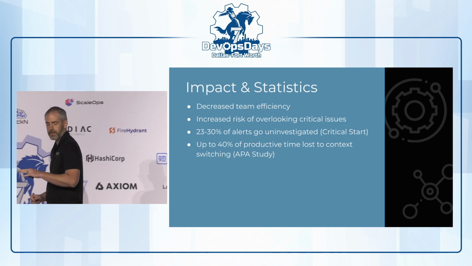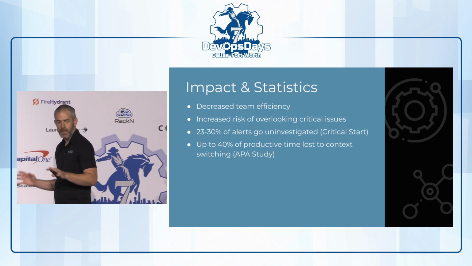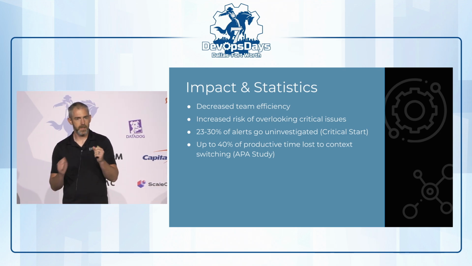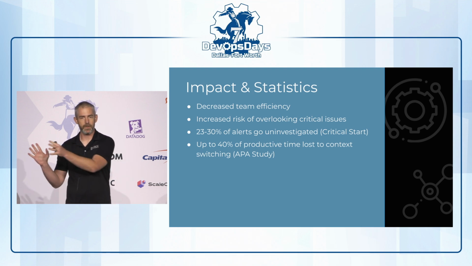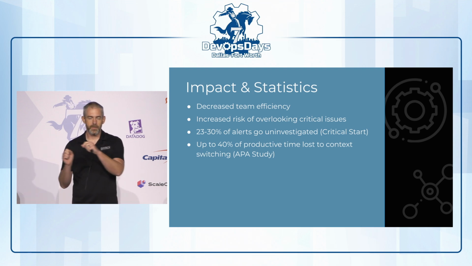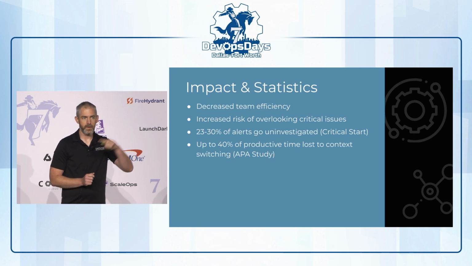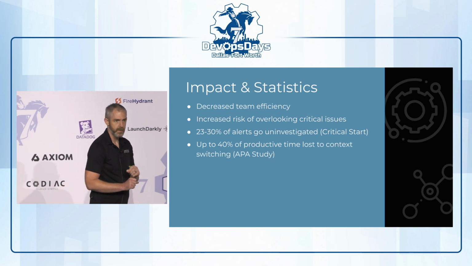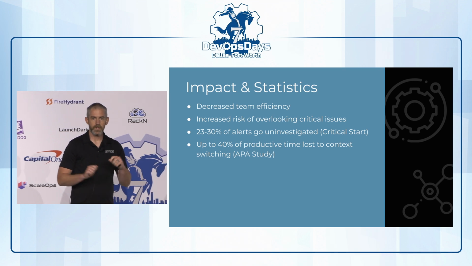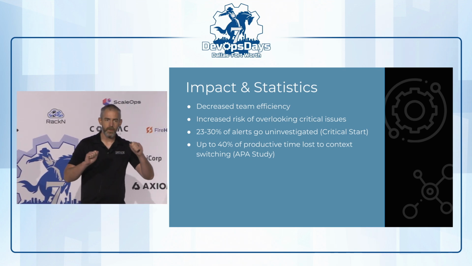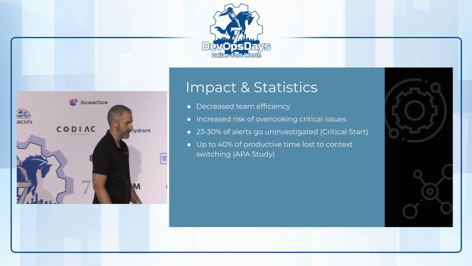An APA study found that up to 40% of productive time is lost in context switching. I don't know about you, but this feels particularly true. I'm sitting at my desk and something pops up and I go off to investigate it, and then I get back to my task, maybe even doing an incident review for the last critical incident, and another alert comes up or somebody pings me. We can lose a tremendous amount of time switching back and forth because every time I come back, I have to reorient myself around whatever that complex system is.